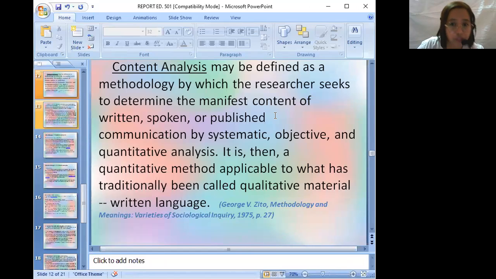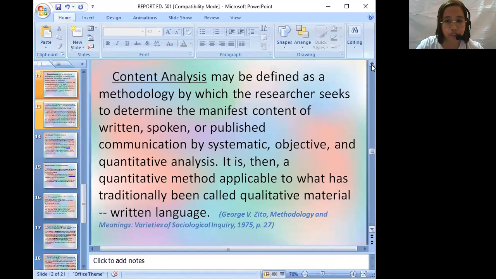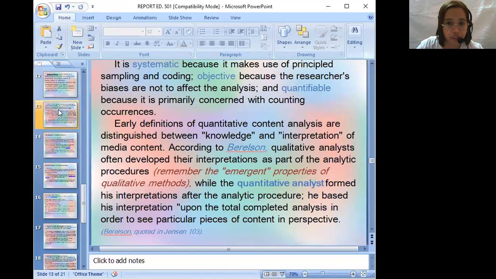Where are we? 14, distinguish between knowledge and interpretation of media content.